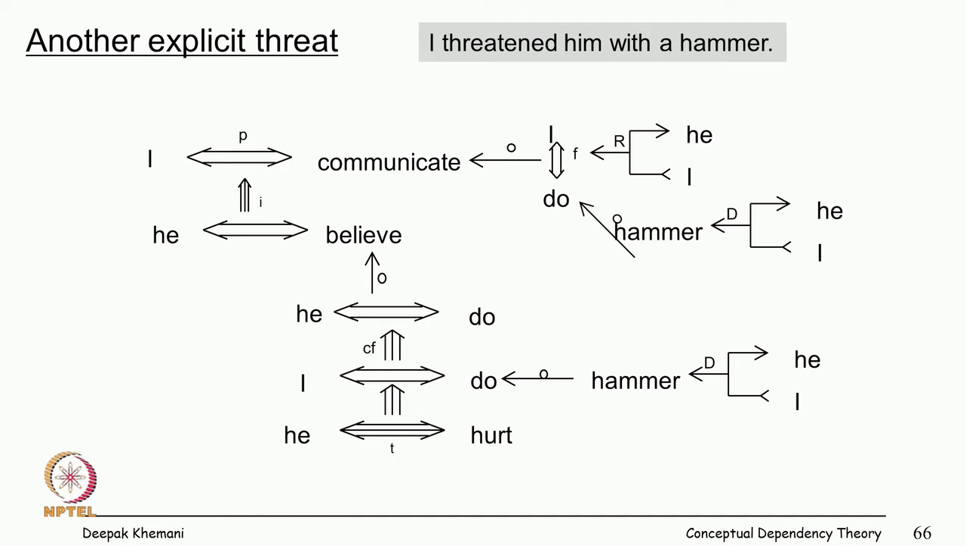Or another explicit threat, I communicated to him that I will do something with the hammer in his direction, as a result of which he will get hurt. So, the level of detail has changed as to what you will do essentially.